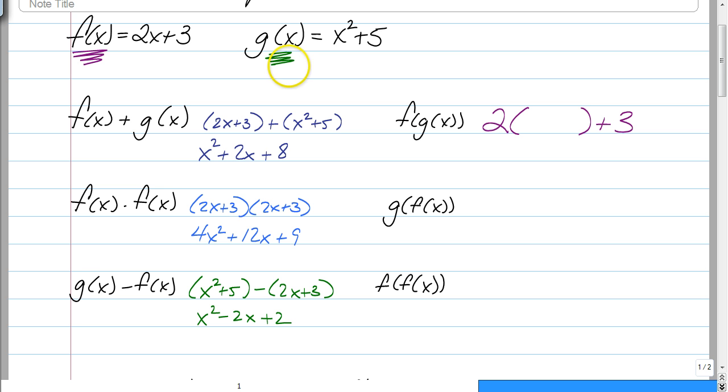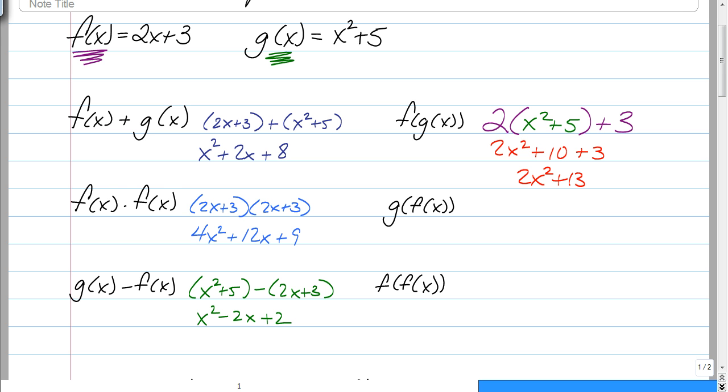But now we're going to substitute g into just the x of the f function. So now all you have to do is distribute, and that's going to give you 2x squared plus 10 plus 3. Combine your like terms, and you get 2x squared plus 13, and that's it. You're done. It's not a difficult concept. It's just a little bit different.